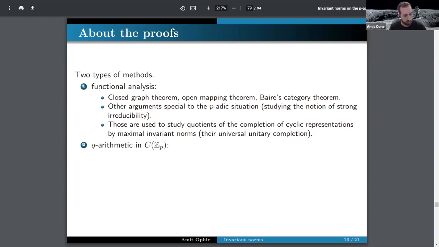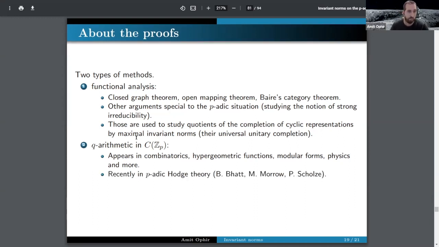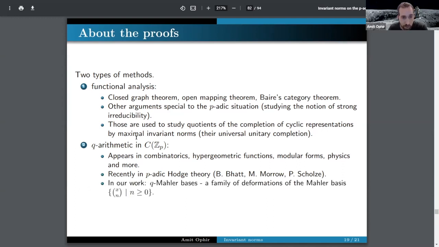I won't have time to go over more deeply about what Q arithmetic is, but I just mentioned several things. Q arithmetic or Q analogs are something very classical in mathematics and in physics, and they appear in many, many places. And they also appear in very recent and deep works, which I know nothing about. In our work, they are used as follows.